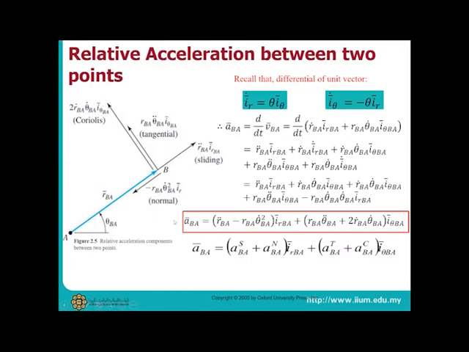There are 4 parts of acceleration, which are sliding acceleration that gives you the formula of R double dot, normal acceleration that gives you the formula of negative R theta dot squared, tangential acceleration that gives you the formula of R theta double dot, and Coriolis acceleration that gives you the formula of 2 R dot theta dot. Both sliding and normal acceleration are in IR direction, while tangential and Coriolis acceleration are in I theta direction.